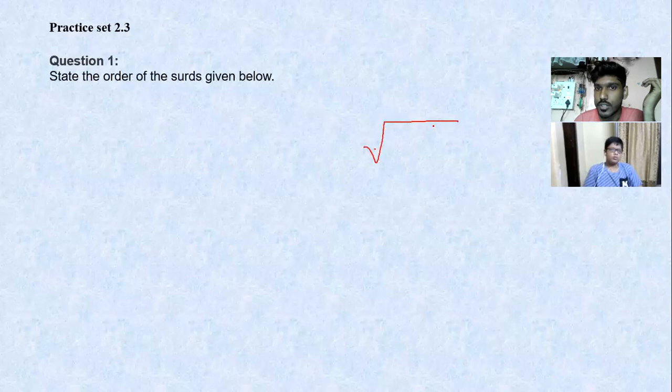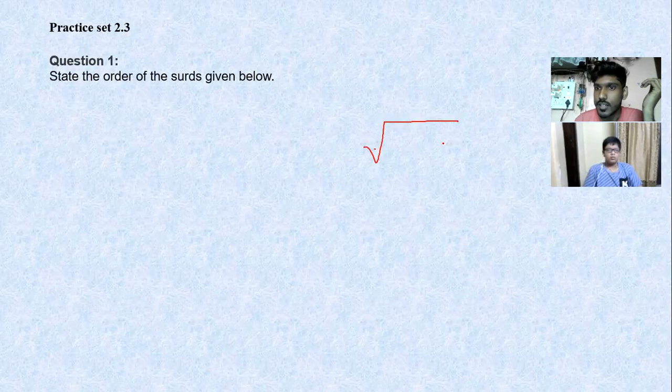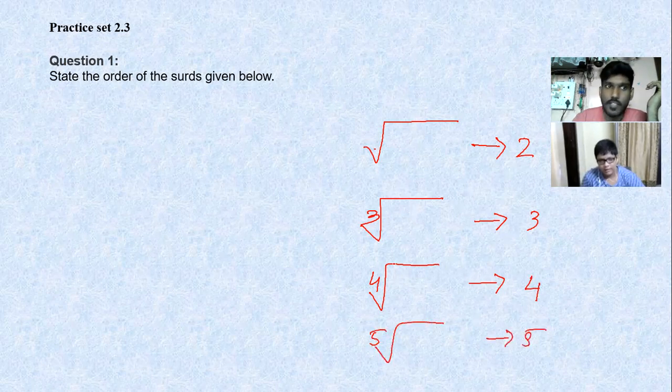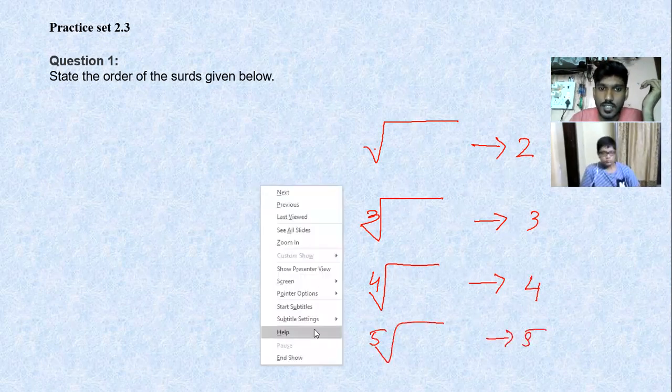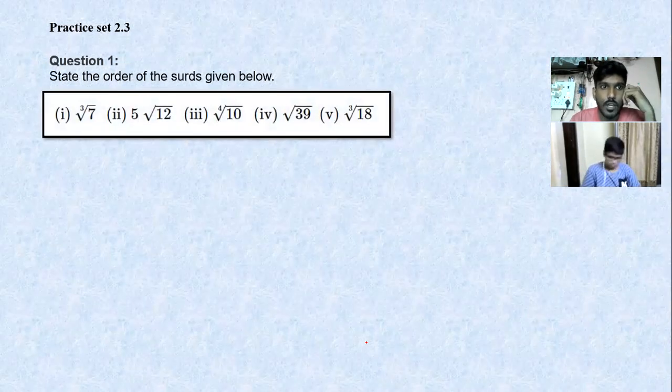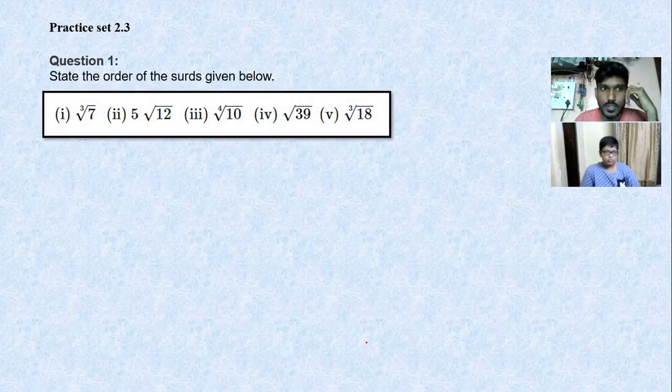If it is a square root, then the order is 2. If it is a cube root, then the order is 3. Correct? If it is fourth root, then the order is 4. If it is fifth root, order is 5, and so on. So for the given surds, you have to just tell the order. So let's see the first one. First one, can you tell me what is the order?